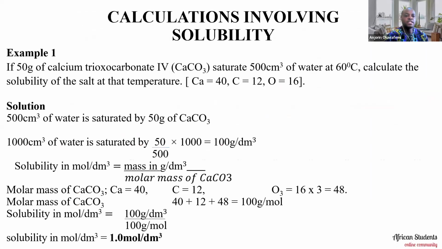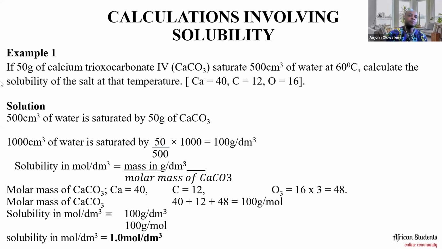Okay, having said that, now let's look at some calculations involving solubility. The first question says that if 50 grams of calcium trioxocarbonate(IV) saturate 500 cm cube of water at 60 degrees Celsius, calculate the solubility of the salt at that temperature. The first thing we ask ourselves is that we're given 500 cm cube of water, and it is saturated by 50 grams of calcium carbonate.